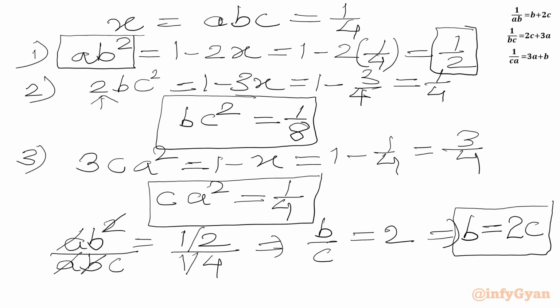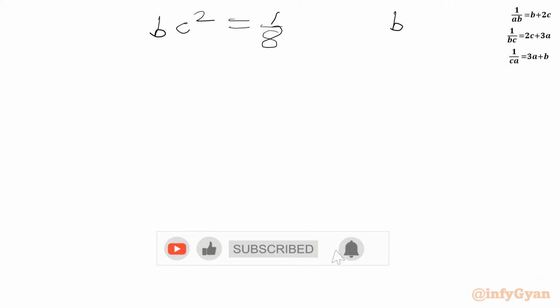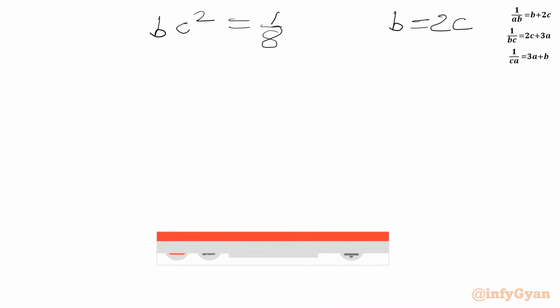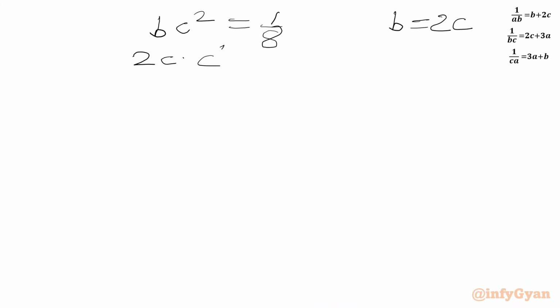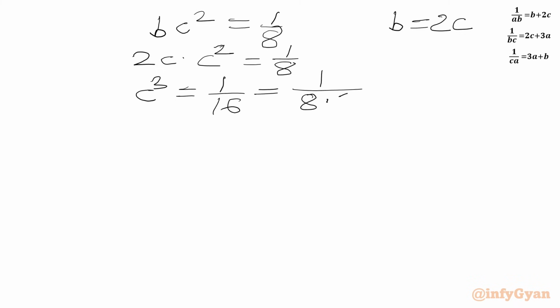Now we will consider our second equation, BC square equal to 1 over 8. There we are going to put B equal to 2C. So let me write here BC square is equal to 1 over 8. Here B is 2C. So we can write 2C times C square equal to 1 over 8. So I will write C cube will be equal to 1 over 16, which will be equal to 1 over 8 times 2.